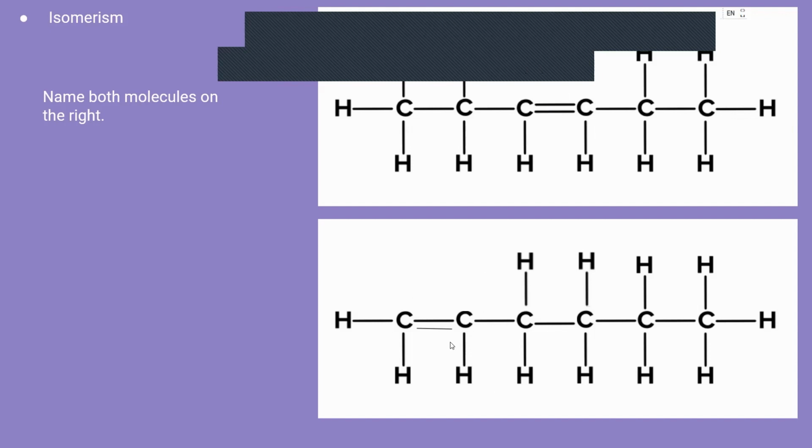On the other side, this one is hex-1-ene. This is because the double bond begins on the first carbon. And we numbered this the first carbon because it is the lowest numbering in the IUPAC naming system.